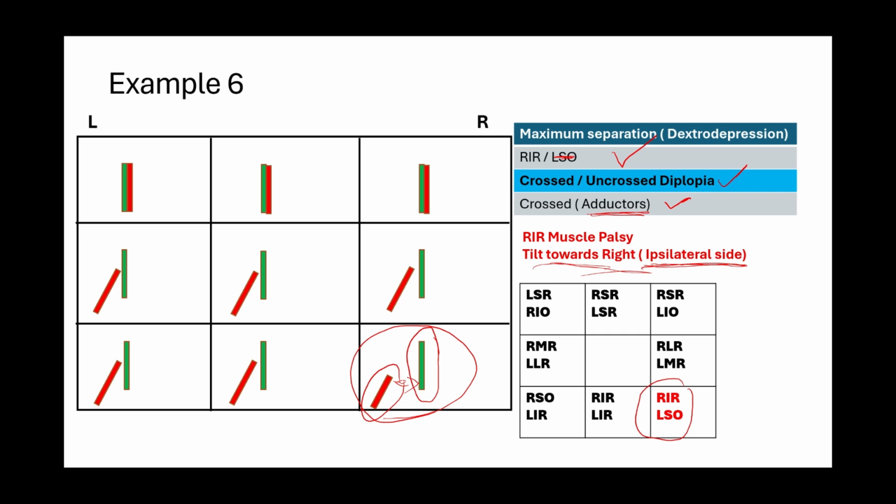So we have seen examples of all possible muscle palsies in the right. I have done all the muscles on the right side so that it will be easy for you to understand and it will not be confusing.